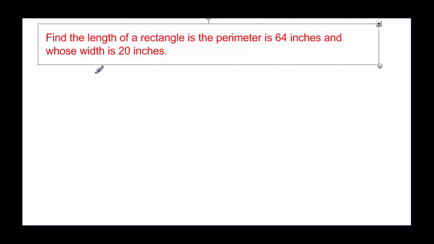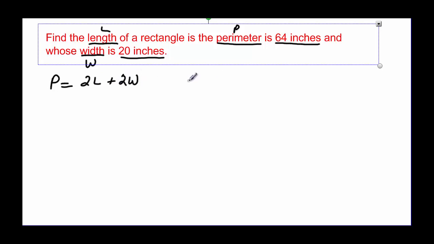This one's a little trickier, but let's read it. Find the length of a rectangle, that's what we're looking for, and we're going to call that L, if the perimeter, we're going to call that P, is 64 inches, and the width, we're going to call that W, is 20 inches. Now why did I put all that in there? Because the formula is perimeter, distance around, is equal to 2 times the length plus 2 times the width.